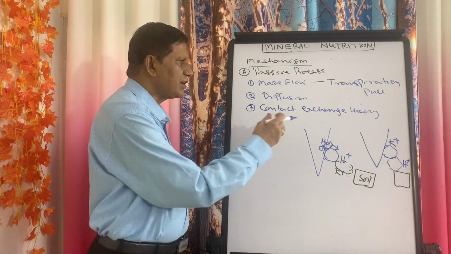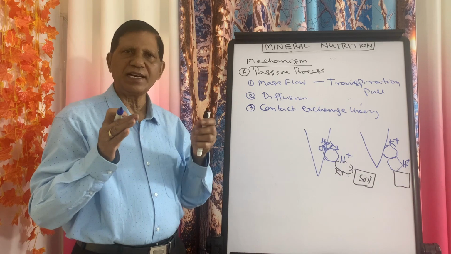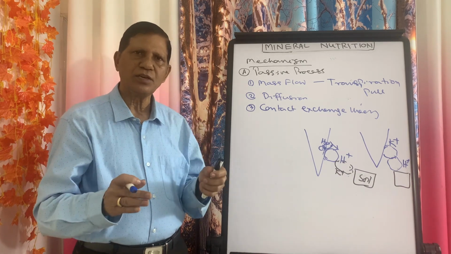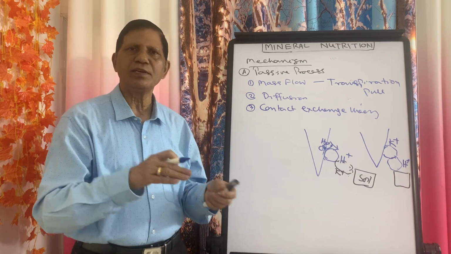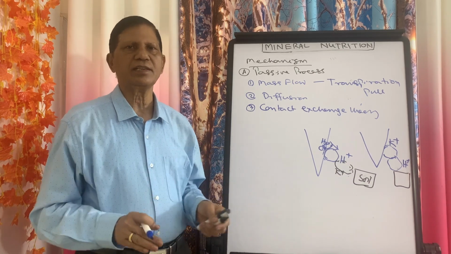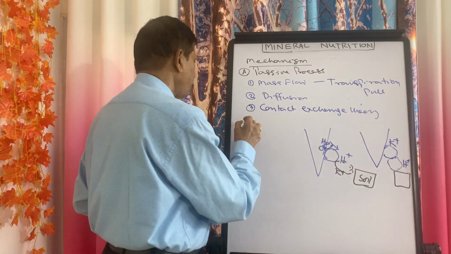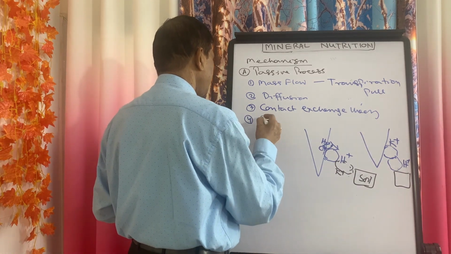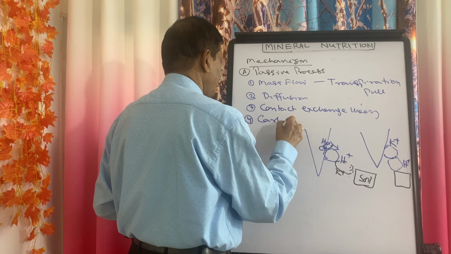So this is known as the contact exchange theory, because inside the soil there is not sufficient space so that the oscillation volume of one will be different from another. When they overlap, there is exchange of materials like this. Then the fourth one is known as carbonic acid theory.